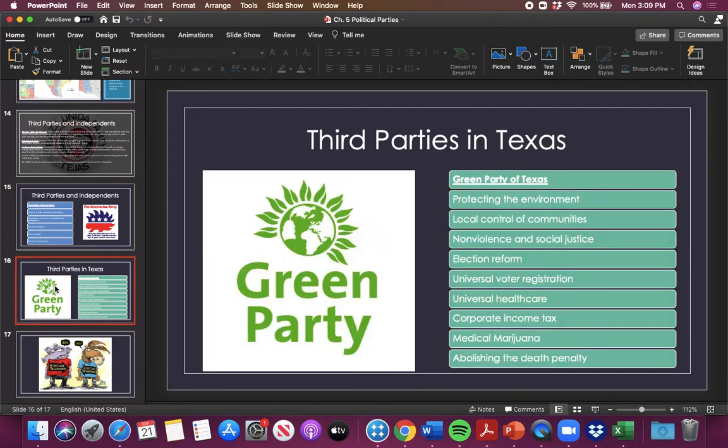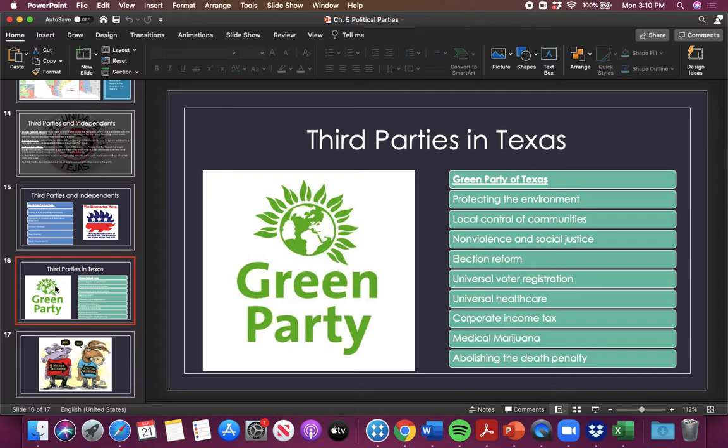The other third party you might see on the ballot is the Green Party. The Green Party is kind of more to the left of the Democratic Party, and they tend to focus on one issue, which is the environment. So protecting the environment guides all of their other policies. Those include protecting the environment, local control of communities, nonviolent social justice, election reform, universal voter registration, universal health care, taxing corporations, legalizing medical marijuana, and abolishing the death penalty.